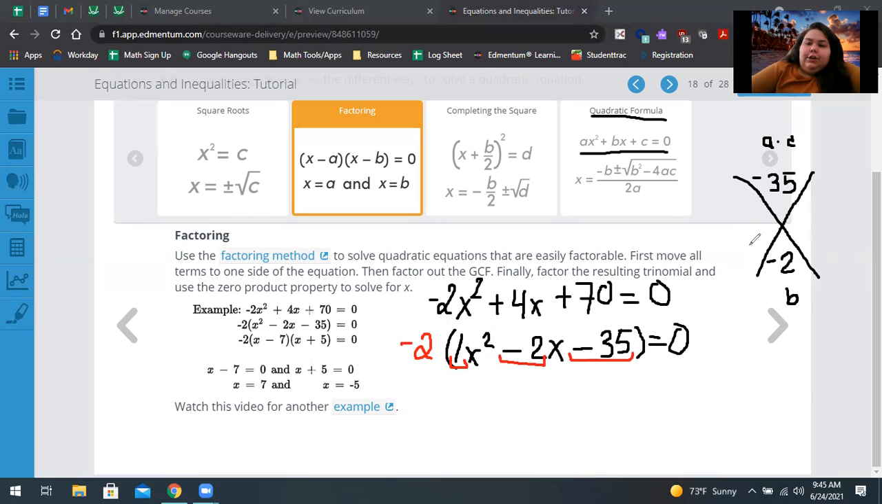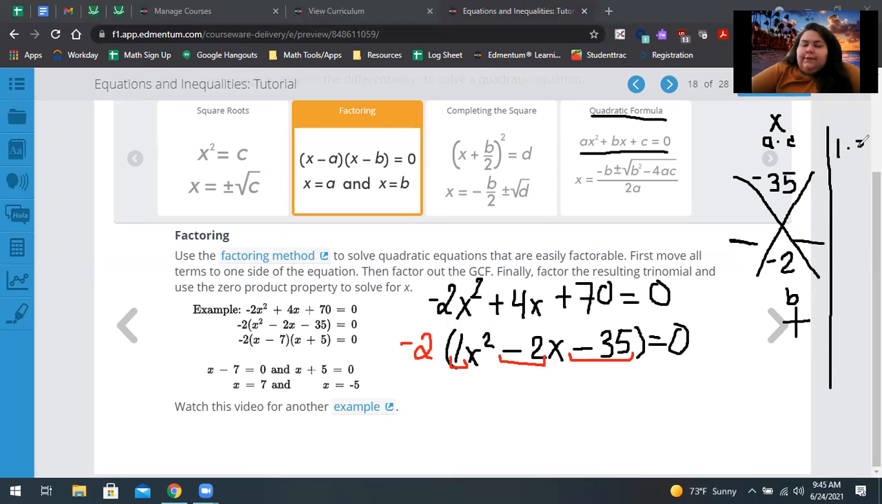Now, here you're going to give me two values that multiply. So this is the multiplying part. Multiply to get -35, and then down here is add to get -2. So we write out all the multiples for 35. I'm going to do it over here on the right-hand side.